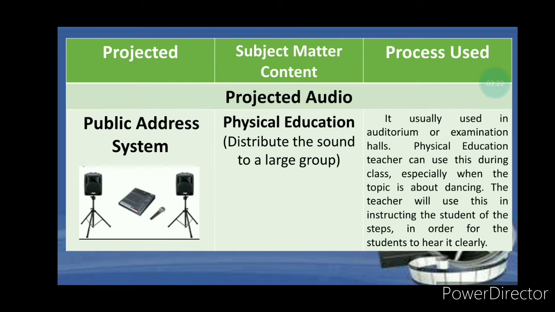Public address system. It is an electronic amplification system made up of tape recorder, amplifier, and loudspeaker to distribute the sound to a large group. Small public address system is used in a small venue while large public address system is used in a large venue. This media can be used during class in physical education. It is usually used in auditorium or examination halls.